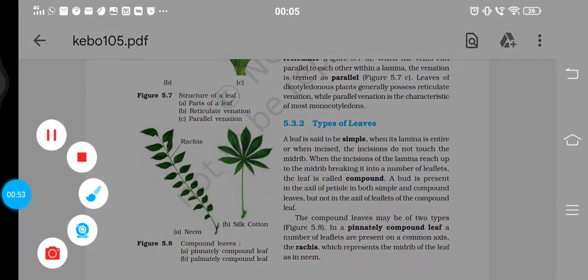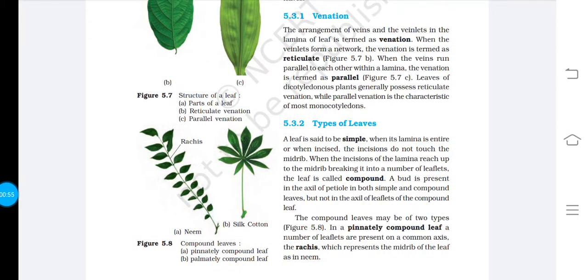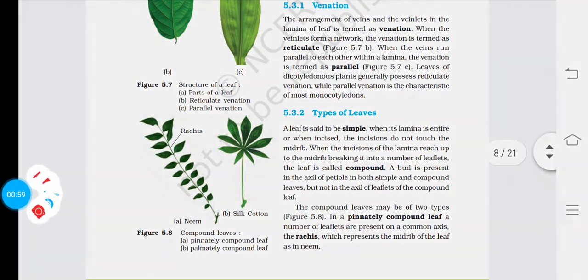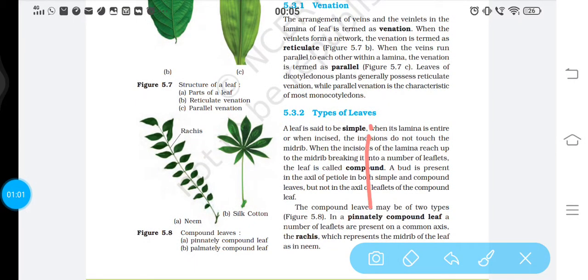You can just see. Then in case of a palmately compound leaf, suppose this is the axis, at one point the further leaves arise, and this is called a palmately compound leaf, as it comprises so many leaves which are joined at a particular point of the rachis, which represents the midrib of the leaf. Here the rachis is representing the midrib and it is having leaves on the sides.